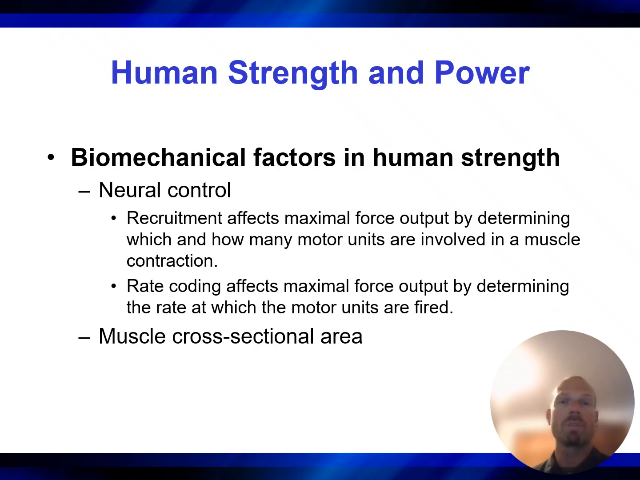What dictates how much force a muscle can produce? The first factor is neural control. Your brain regulates force using recruitment, choosing how many motor units to activate, and rate coding, determining the rapid frequency at which those motor units fire.